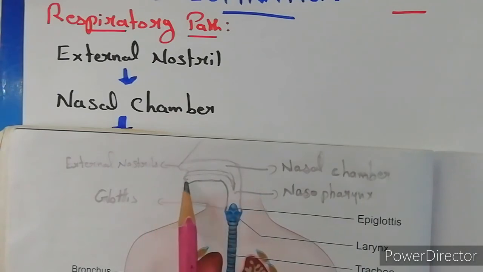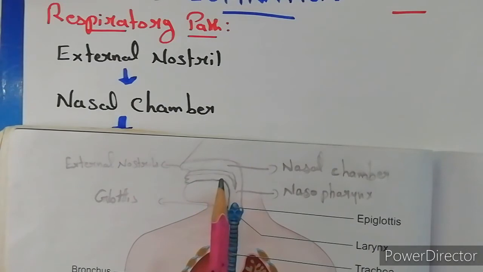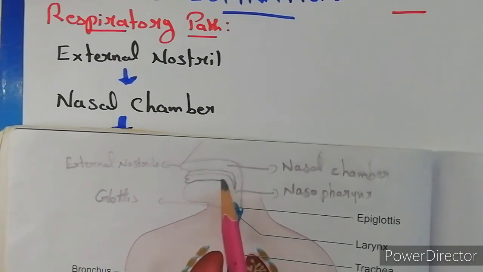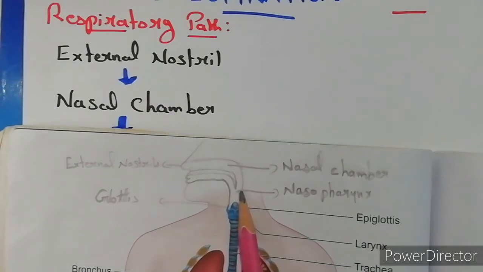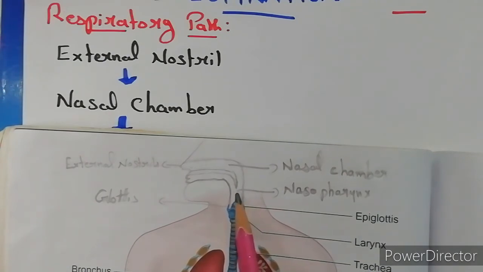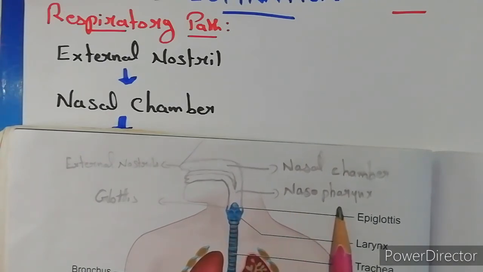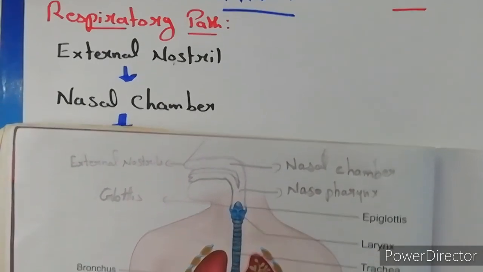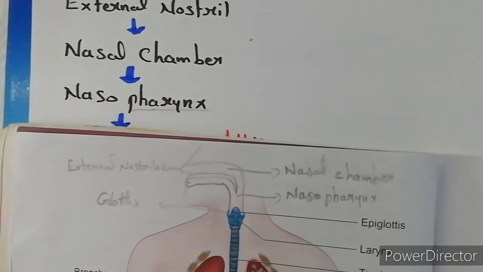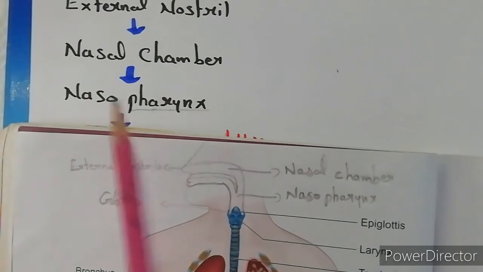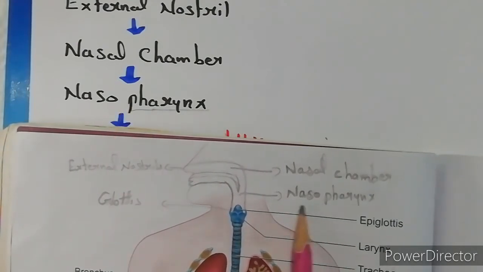Then actually this is the mouth. The mouth is leading to the buccal cavity, right? Both will open into the pharynx region. So this is the pharynx. Where the nasal chamber is opening, that part we could see as the nasopharynx. Understand? So the nasopharynx region is this one. Clear? Then this nasopharynx is leading into the trachea.